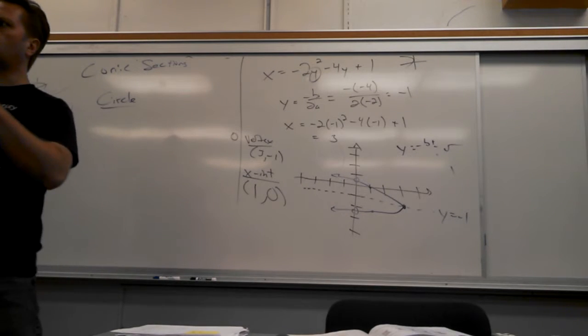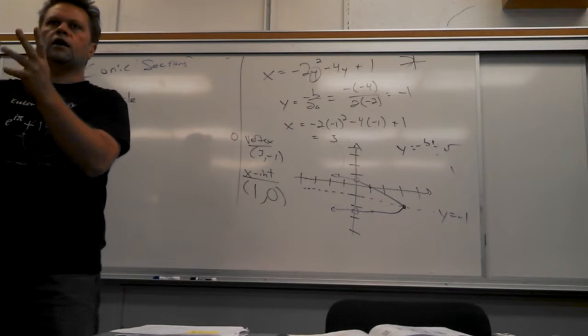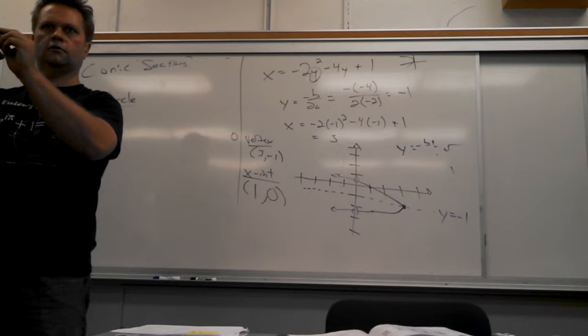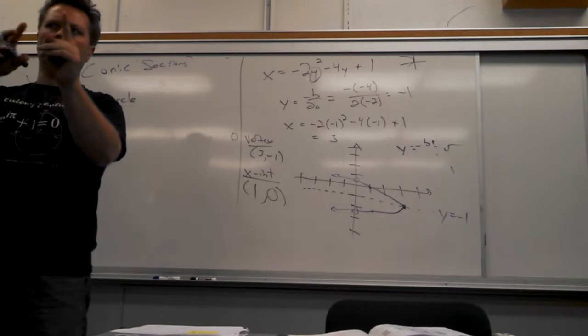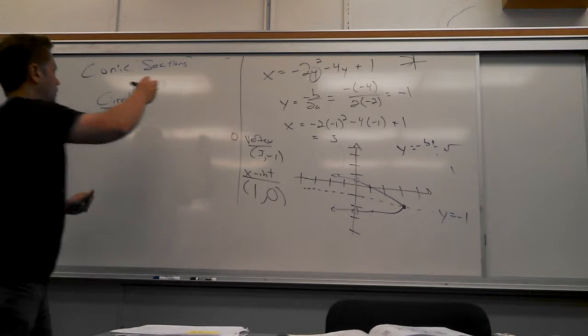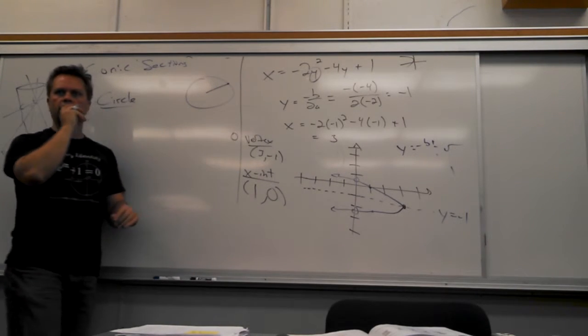What's an important part of a circle? Radius. Good, the radius. Now what does radius mean? Where does it start and where does it end? Not what it is, but where does it start and where does it end? Yeah, so it starts at the center and it stops at the edge, right?